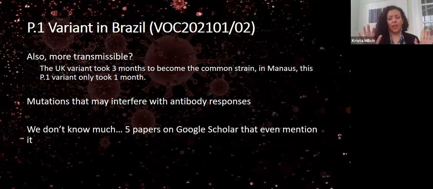But I want to emphasize that even more than the other variants that I have talked to you about, we know very little about this variant. I looked yesterday on Google Scholar. There were only 5 papers that even mentioned this variant, and that was mostly mentions. There weren't a lot of articles that actually provided any data about it. So we're at a critical point, similar to what we saw in March when people were starting to talk about SARS-CoV-2, where we just didn't have enough information to really understand what was going on.